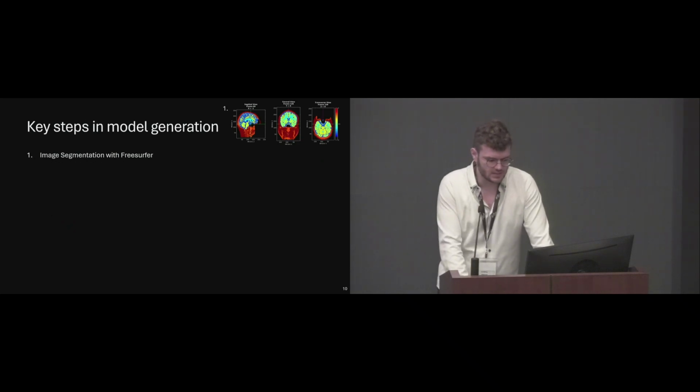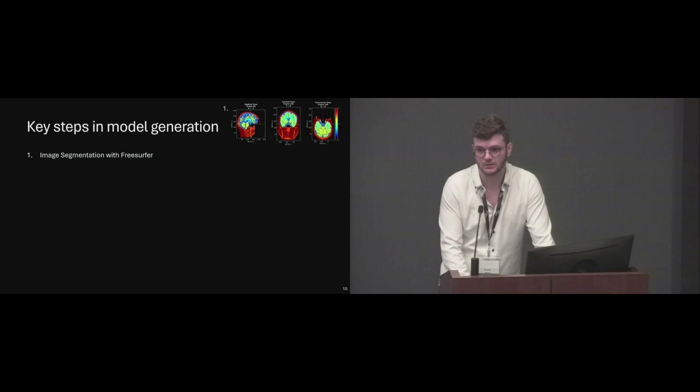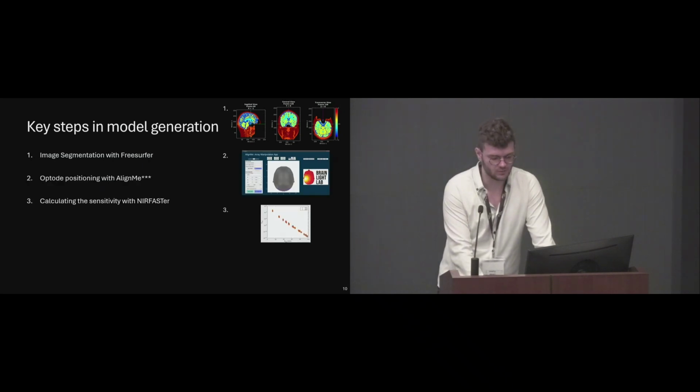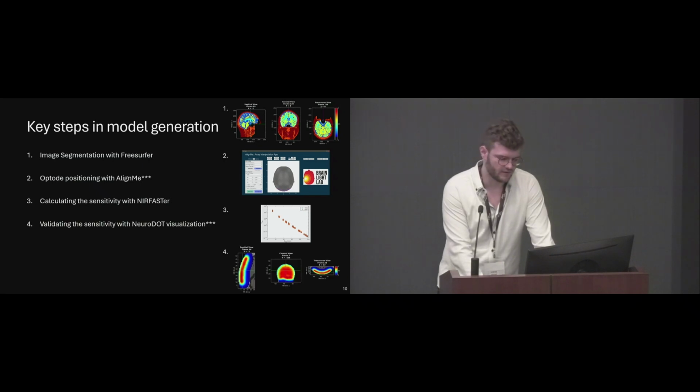So some of our key steps in model generation, we start with the image segmentation. For today, you guys are going to be working with my head. I have not defaced it because I can consent. So all of you get to see my brain and head. So image segmentation with FreeSurfer to start. That's how we got this wonderful segmented volume. We'll then do optode positioning with AlignMe, calculating the sensitivity with NearFaster, and then validating the sensitivity with some NeuroDOT visualizations.